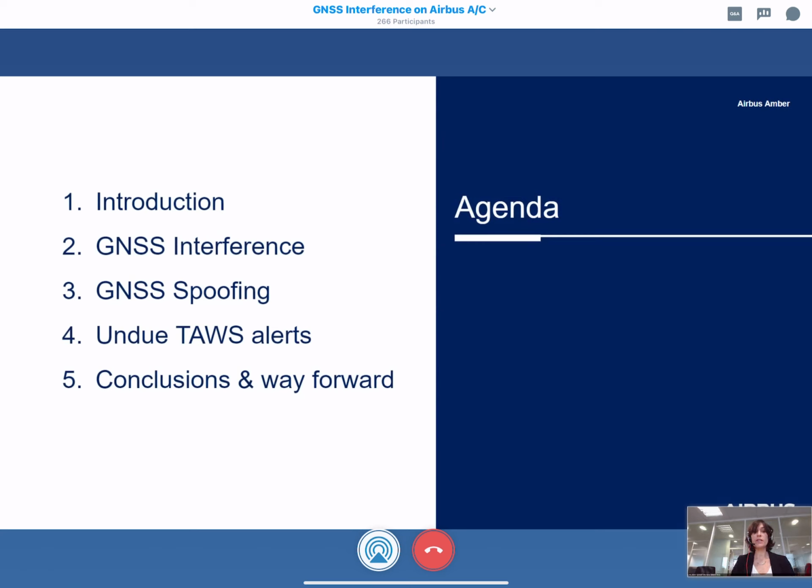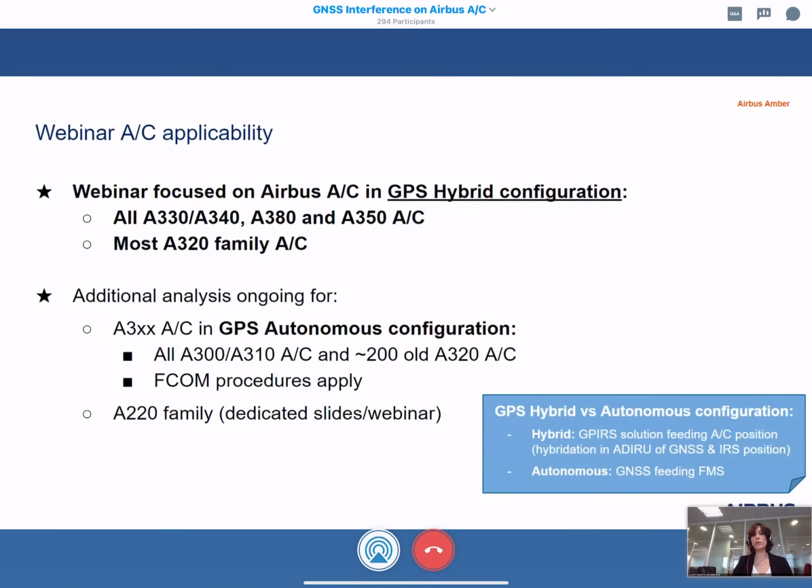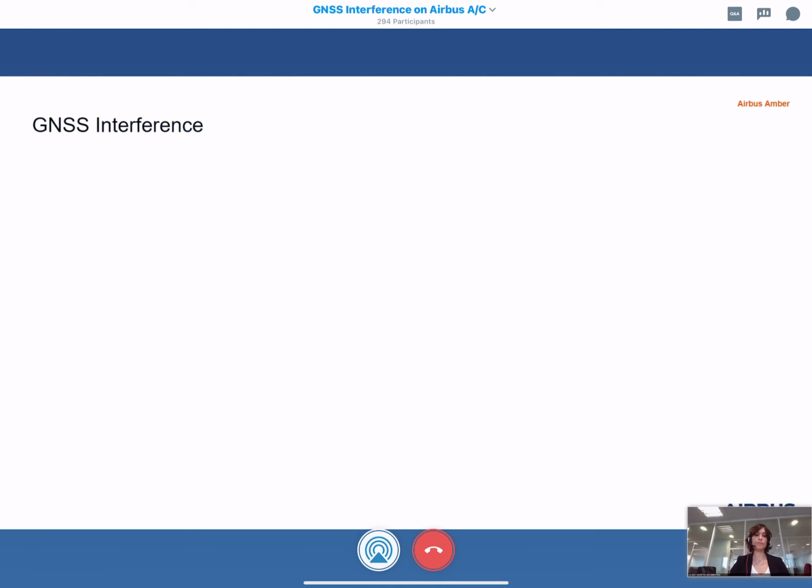In the third session, we will make a focus on GNSS spoofing with a detailed explanation of the threat, possible cockpit effects, and operational considerations. In the fourth session, we will make a focus on undue alerts. There will be also a dedicated webinar beginning of next year. So let's go into the subject.